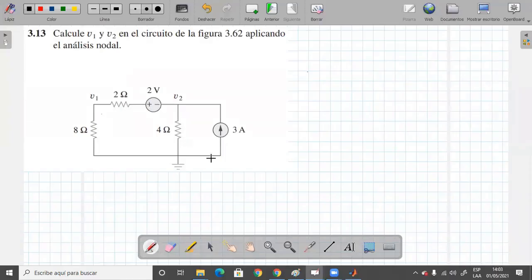Good morning, colleagues. Today we are going to solve exercise 3.3 from the book Electric Circuit Fundamentals. In this exercise we need to determine the voltage V1 and the voltage V2 by doing nodal analysis. The first thing I advise is a visual analysis of the direction of the currents or the polarity, to know the direction in which the current flows along the path.